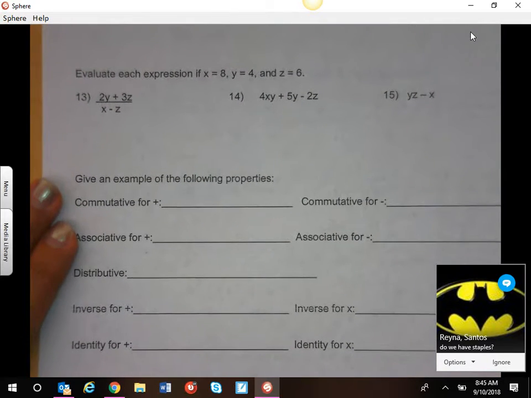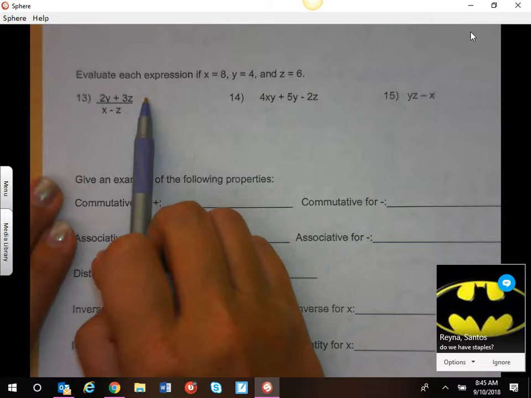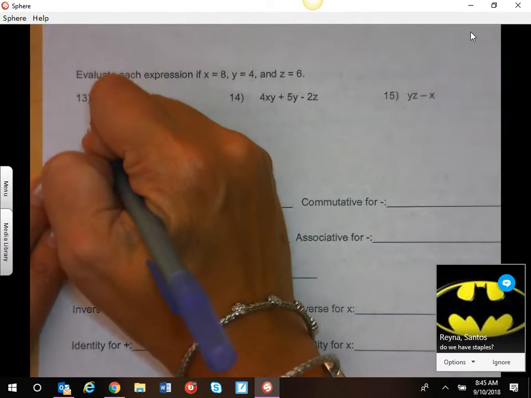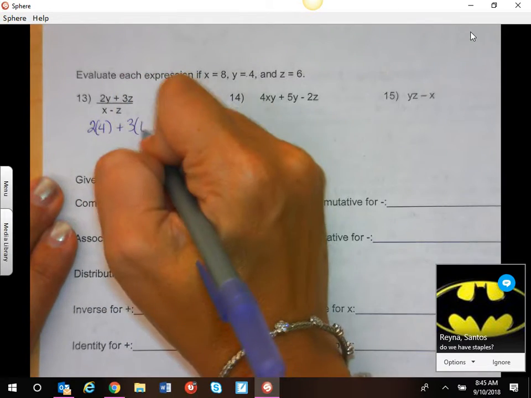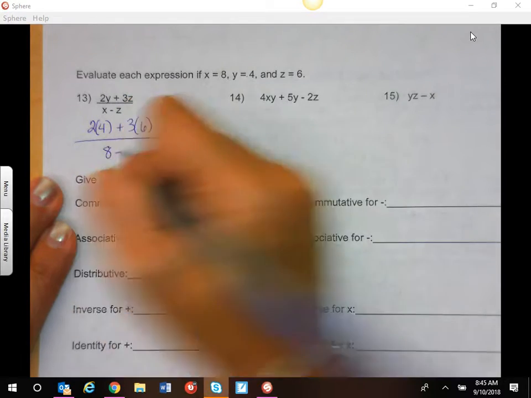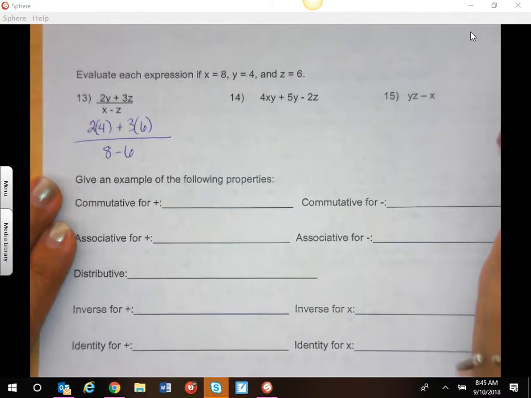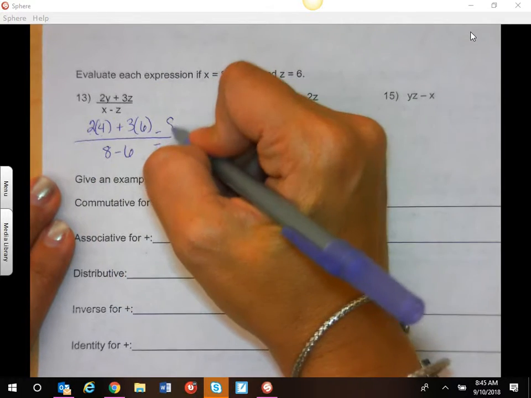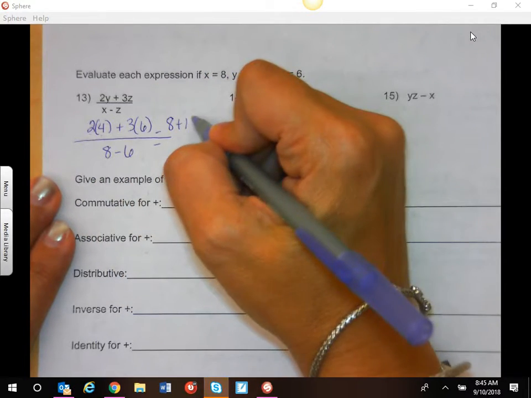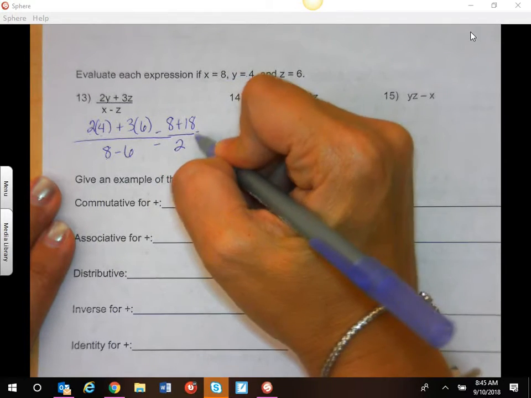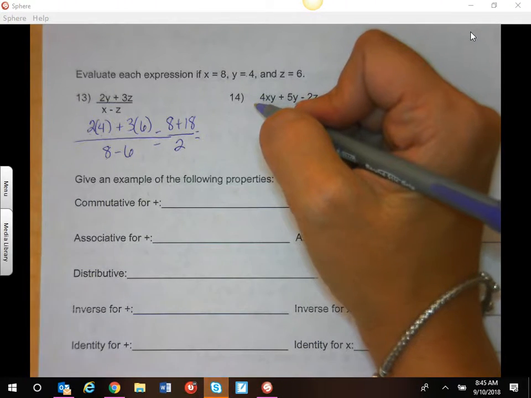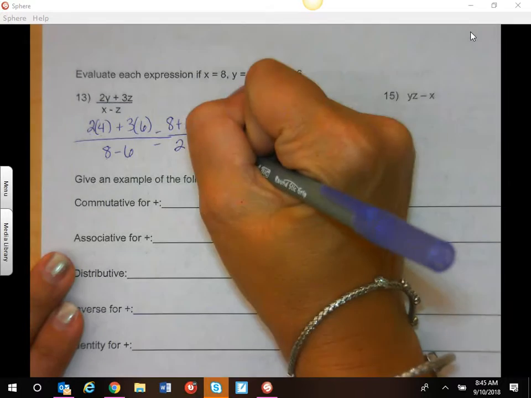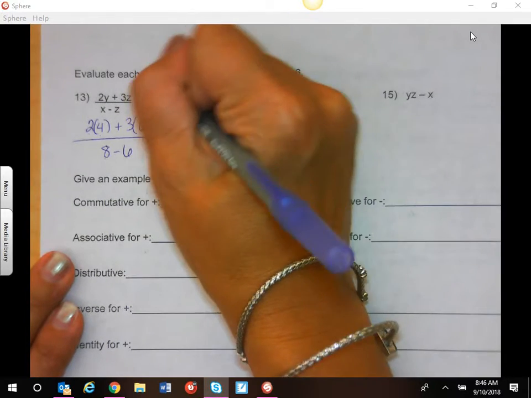On the back, evaluating, so you're putting the number in place of the letter. Remember, a number next to a letter means multiply. So I'm going to write this out as 2 times 4 plus 3 times 6 over 8 minus 6. Then I can simplify. 2 times 4 is 8. 3 times 6 is 18. 8 minus 6 is 2. So I have 8 plus 18 is going to be 26. Divided by 2 gives me 13.